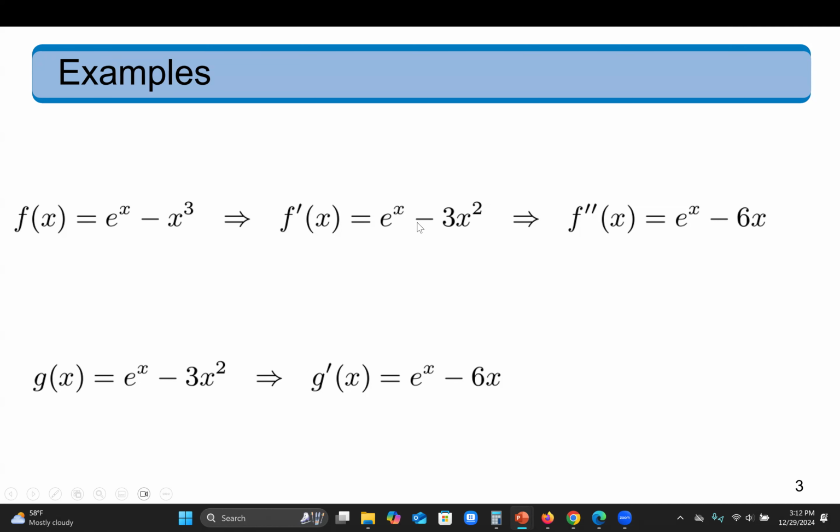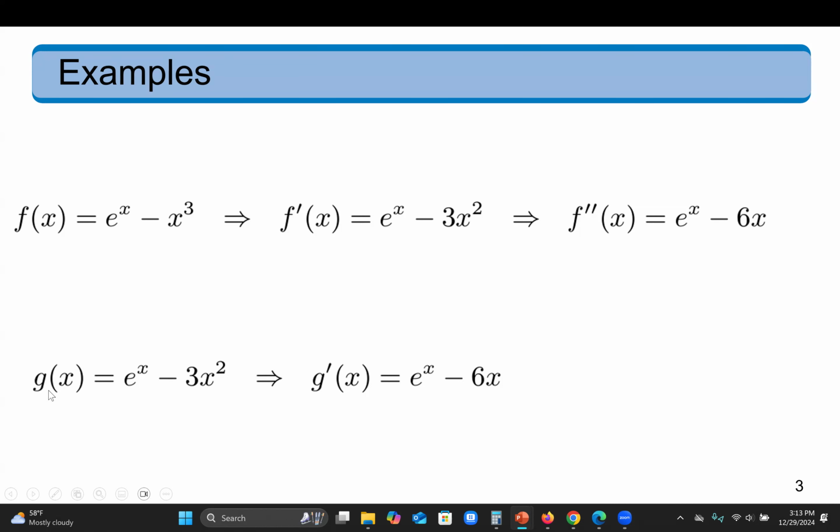Now we want to find the second derivative, which means we find the derivative of the first derivative. Again, the derivative of e to the power x will give us e to the power x. The derivative of 3x squared will give us 3 times 2, x to the power 2 minus 1. So that will be 6x.